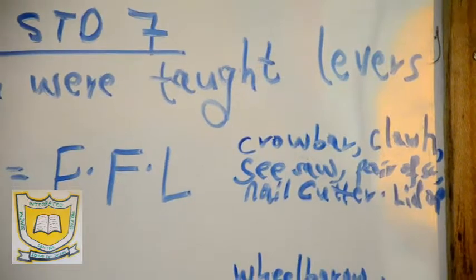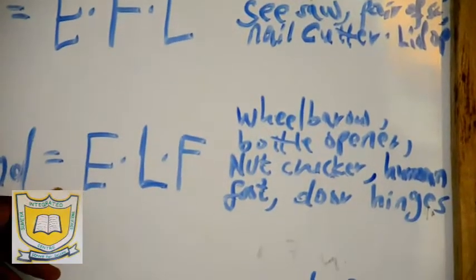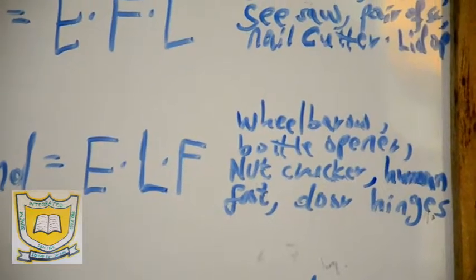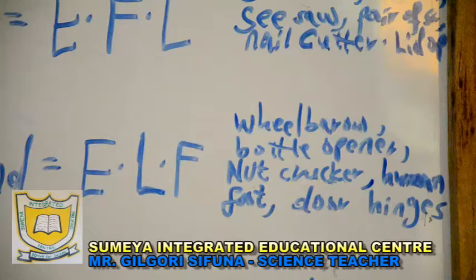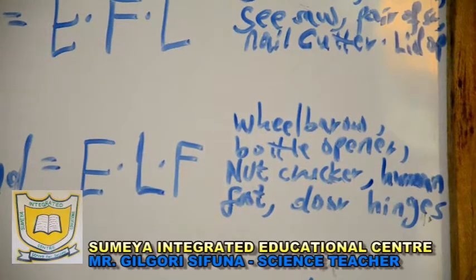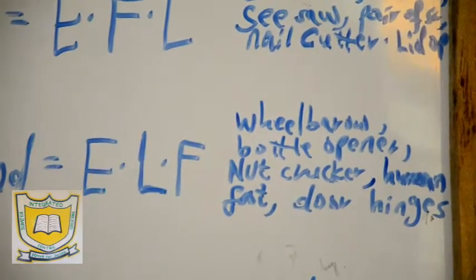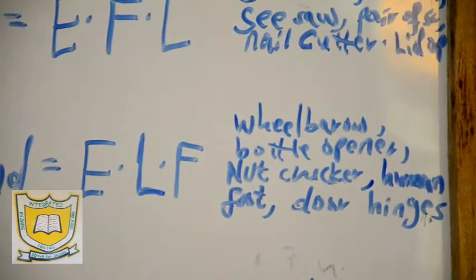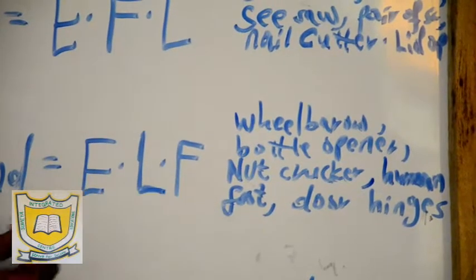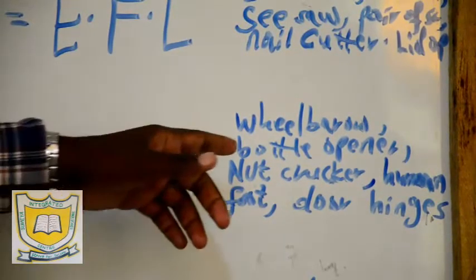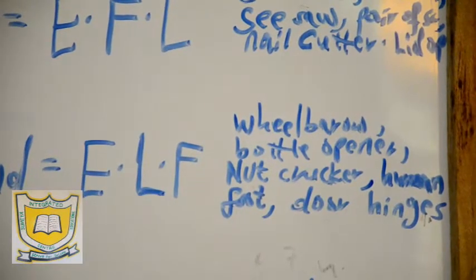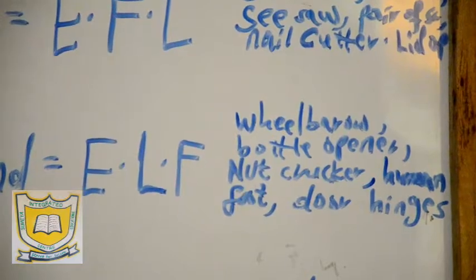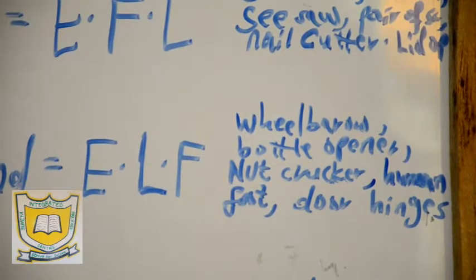Now, the second class levers, we find that the machines under second class levers, the load is in between the fulcrum and the effort. Any machine that is having the load in between the fulcrum and the effort will be categorized as the second class lever. Some of the machines under the second class levers, we have the wheelbarrow, we have the bottle opener, we have the nut cracker, we have the human foot, we have the door hinges.